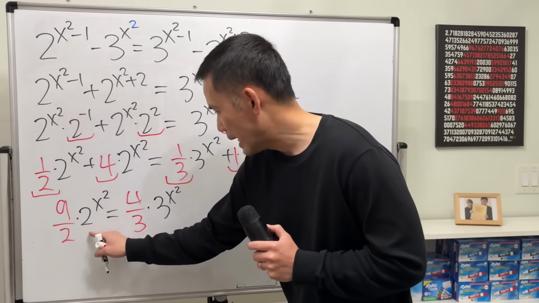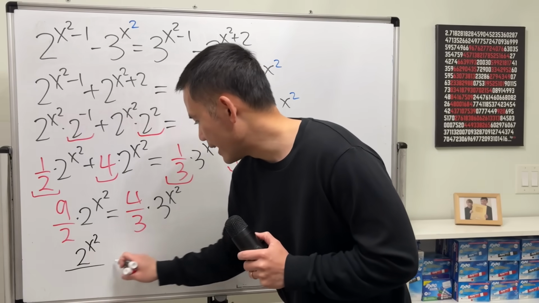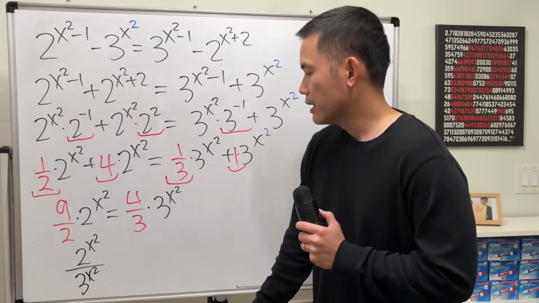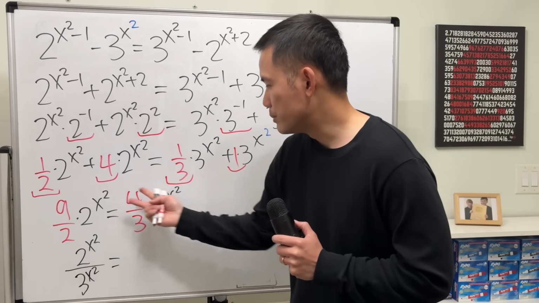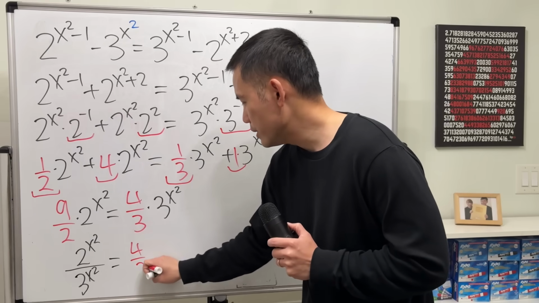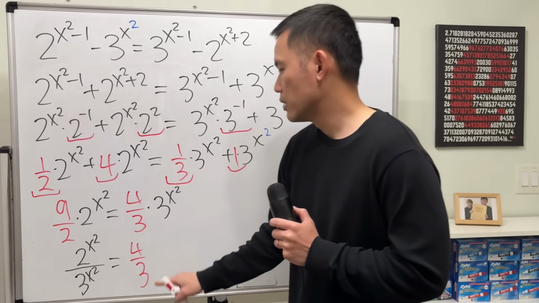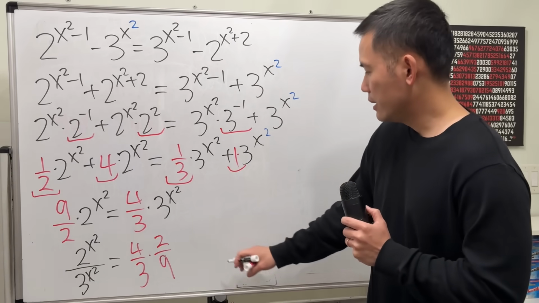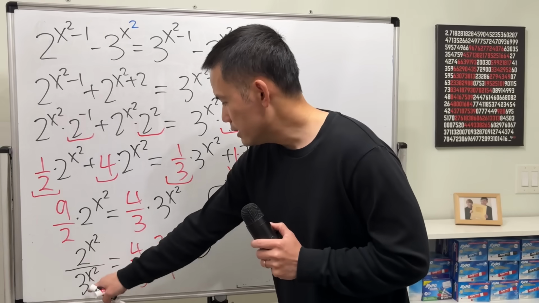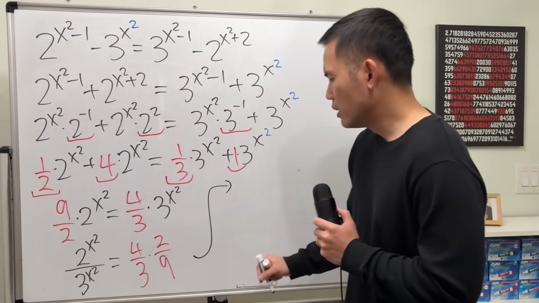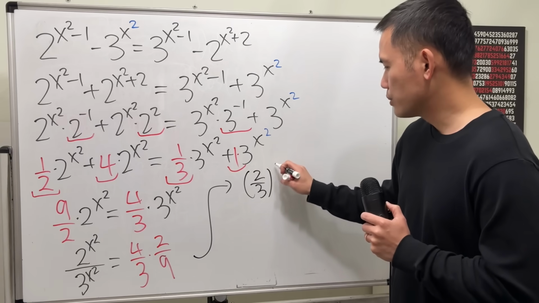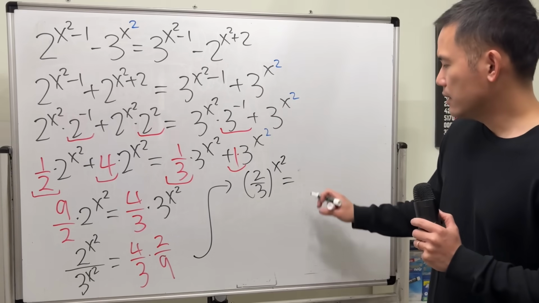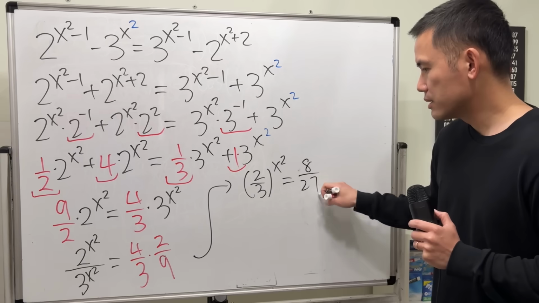So check this out. I will have 2^(x²) divided by this thing right here, 3^(x²). I divide this to both sides. And then I'm going to multiply its reciprocal. Keep this, 4 over 3, and multiply by 2 over 9 to both sides. So 2 over 9, like this. Okay, and then because they both have x² power now, we can look at this as (2/3) raised to the x² power. And then on the right-hand side, that's 8, and that's 27.